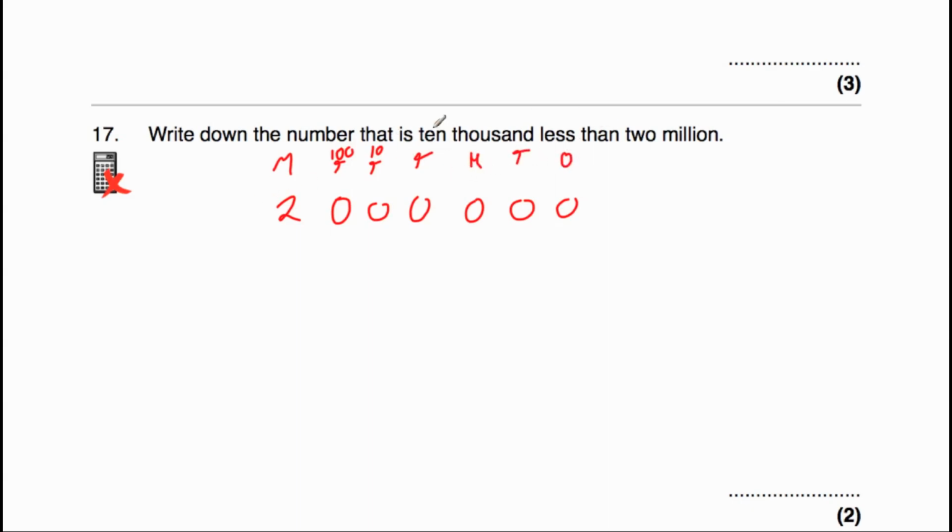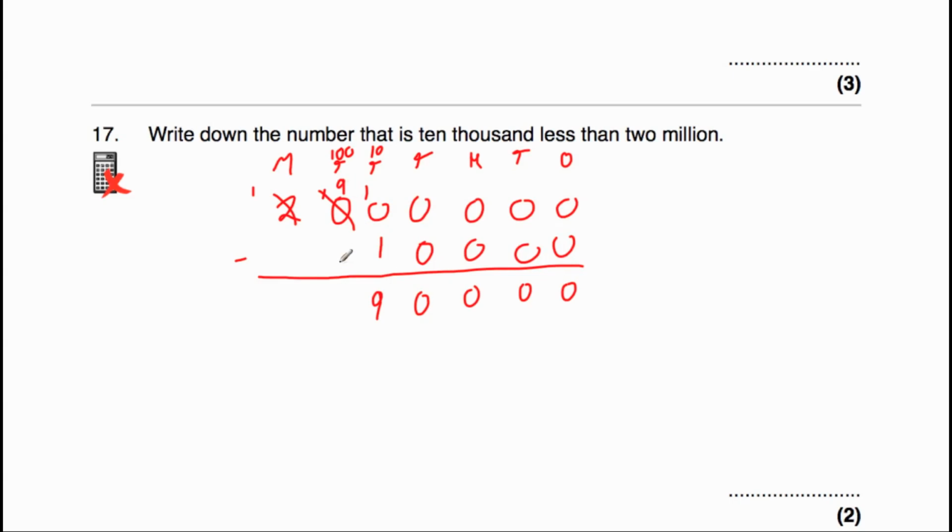And we're going to take away 10,000. So 10,000, we're going to have a 1 in that column and zeros. We're doing 2 million take away 10,000. So 0 take away 0 is 0, 0 take away 0, 0, 0 take away 0, 0, 0 take away 0, 0. Now, we've got 0 take away 1, so we're going to need to borrow from the 2, call that a 1, and that a 10. Cross off the 10, that's a 9, and that's a 10. 10 take away 1 is equal to 9, 9 take away 0 is 9, and 1 take away 0 is 1. So the answer would be 1,990,000, and that's it.